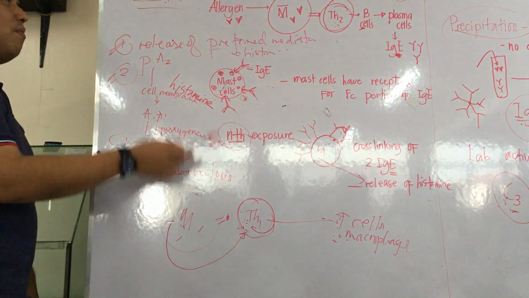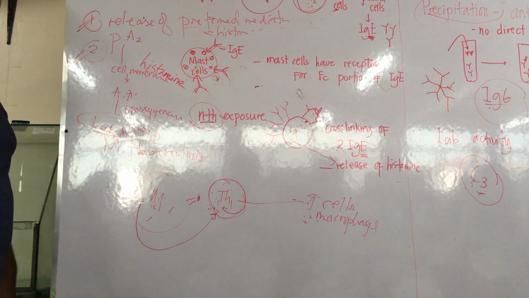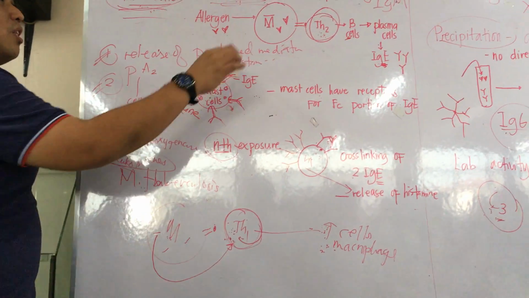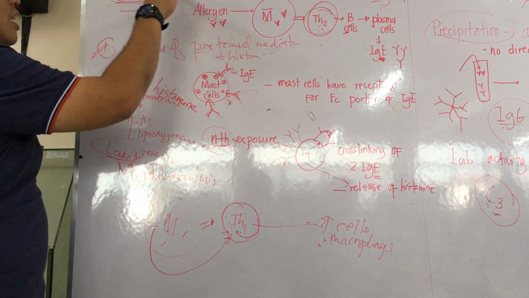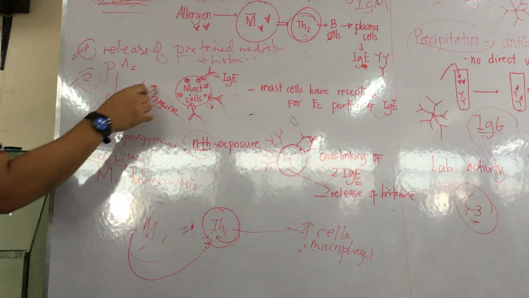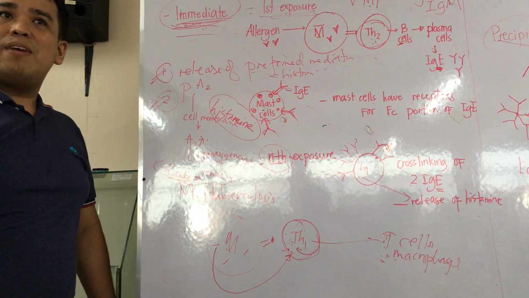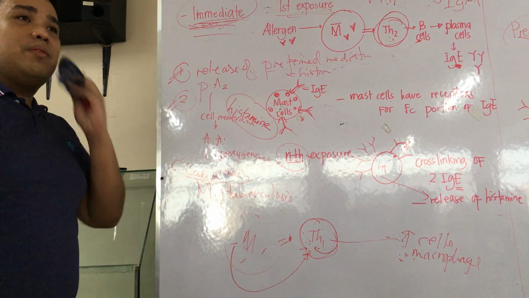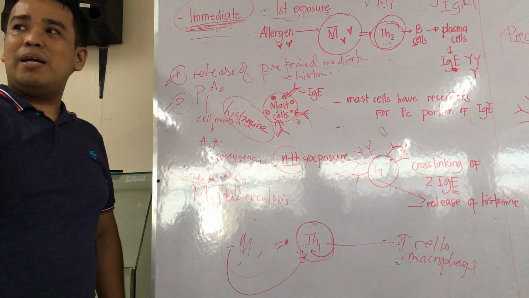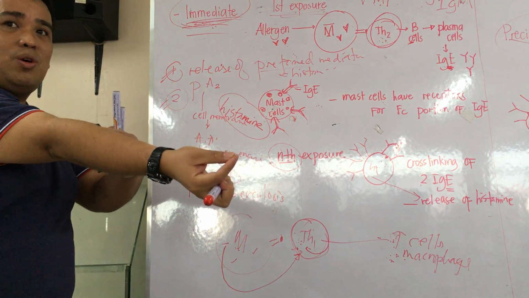What is the positive result of these two? The area will become swollen. Why do you think there's swelling in the immediate reaction? What's the mediator? What will it do with the blood vessel? It will vasodilate and increase permeability. So fluids will leak out of the blood vessel, causing the area to become swollen. Same for both.